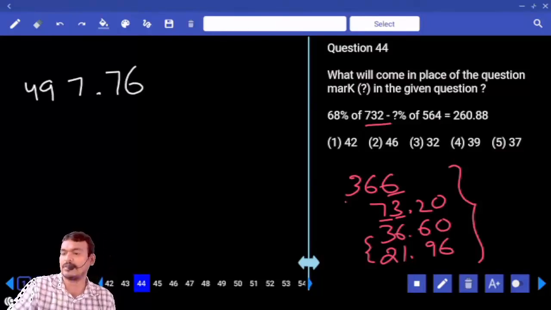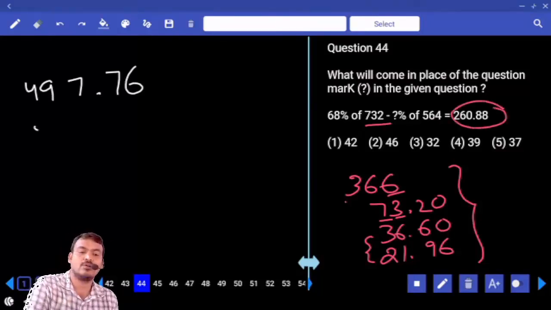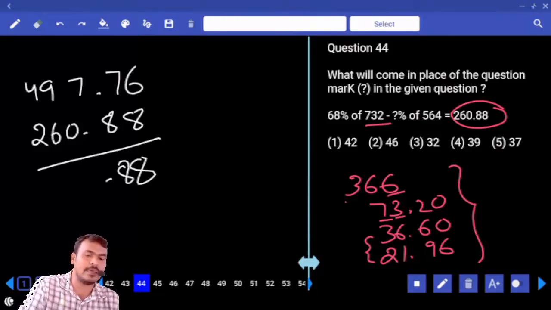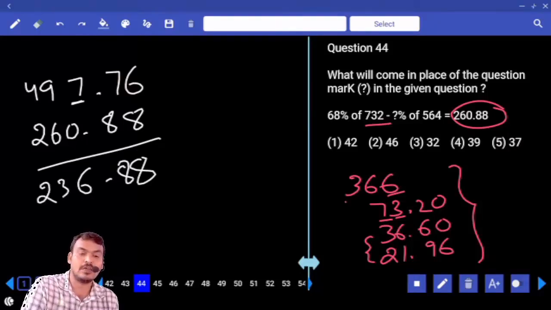497.76. Out of this one, how much value are we subtracting? 260.88. 176 minus 88. 88. What is the remaining value here? 6. 49 minus 26, 23.